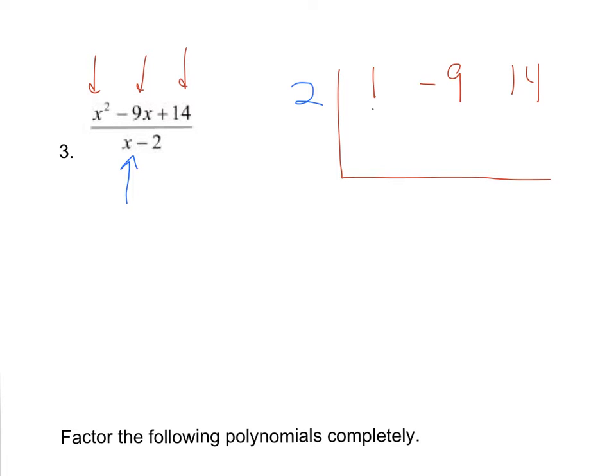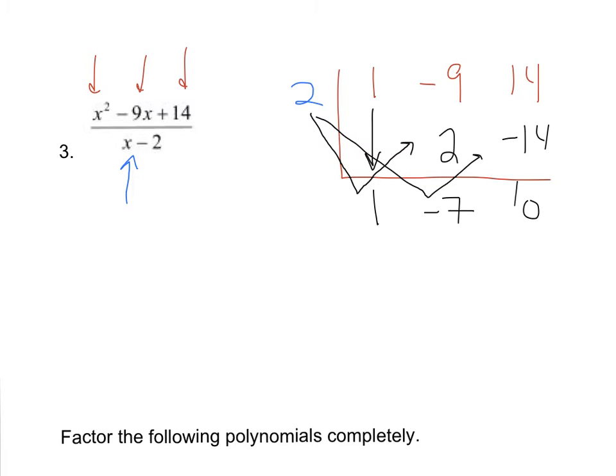So if you remember how this process works, we bring down the first term, which is 1. I multiply the number on the outside times that. 2 times 1 is 2. Negative 9 plus 2 is negative 7. 2 times negative 7 will give us negative 14. So in this case, it gives me 0 remainder. Remember, this is always our remainder. So my answer, since this started with a degree 2, my answer starts with 1 less. So this would be 1x to the first, or just x, minus 7.